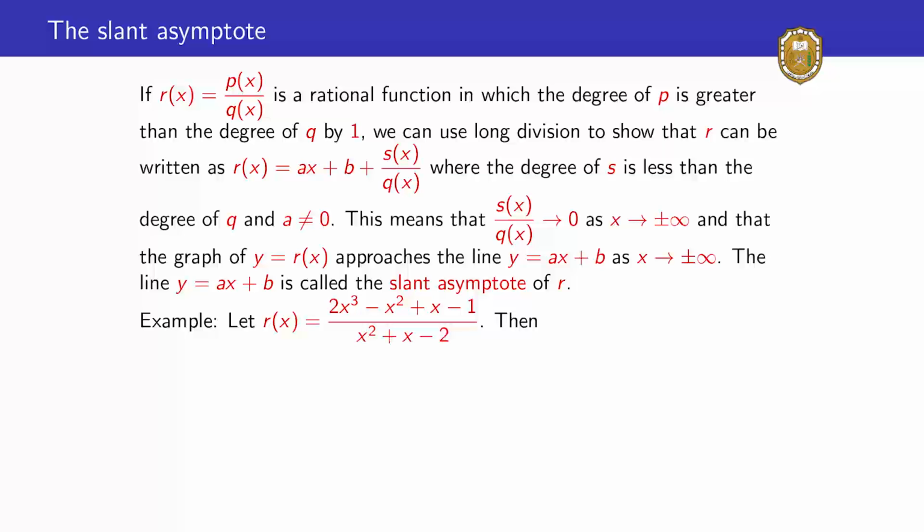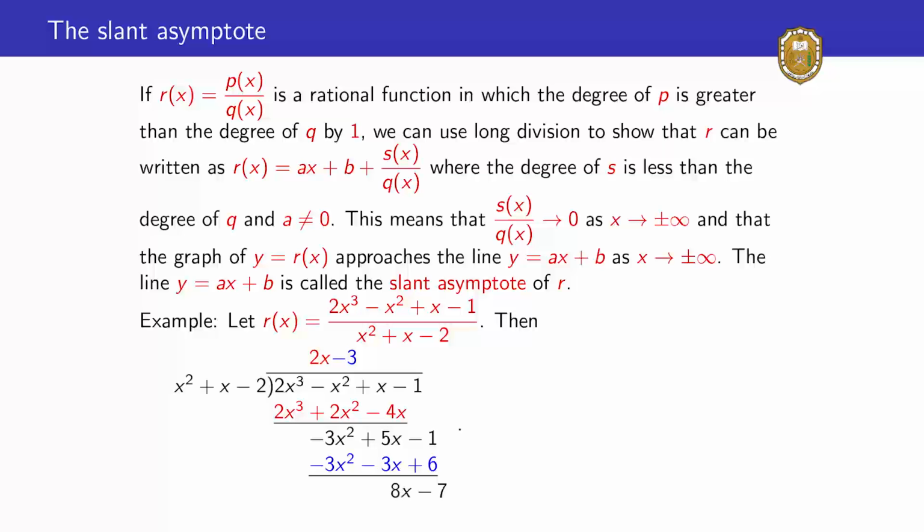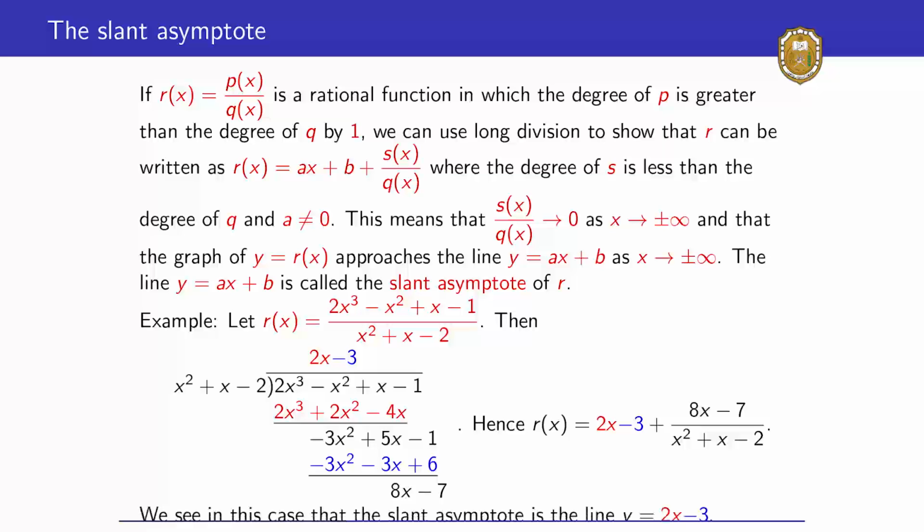So let's consider this example where R is given by 2x to the power 3 minus x squared plus x minus 1 over x squared plus x minus 2. Then if we do long division, we divide 2x to the power 3 minus x squared plus x minus 1 by x squared plus x minus 2, and we get 2x minus 3, which is over here, and the remainder is 8x minus 7. Therefore, we can write R(x) as 2x minus 3 plus 8x minus 7 over x squared plus x minus 2. In this case, S(x) is equal to 8x minus 7, and Q(x) is x squared plus x minus 2. So we see that the slant asymptote of R is the line y is equal to 2x minus 3, which we have got by long division.